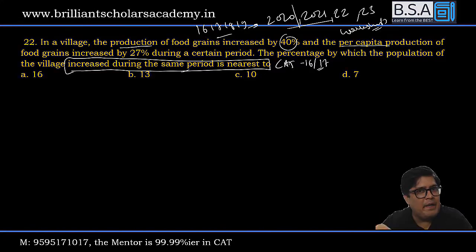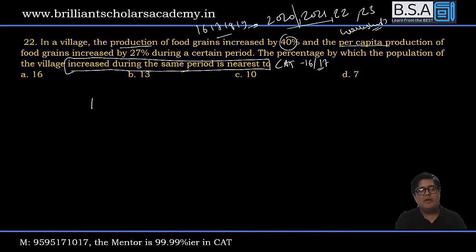What is per capita? Per capita means per person. If I say per capita income, per person income, in this case per capita production. If I say for every person we are producing 10 kilograms of rice, there are 500 people, can I say number of people into per capita is equal to total production?